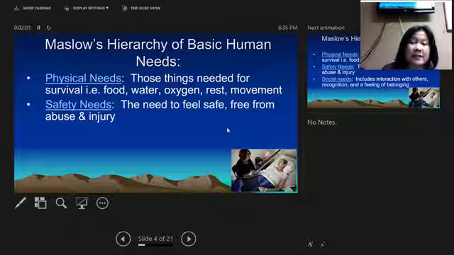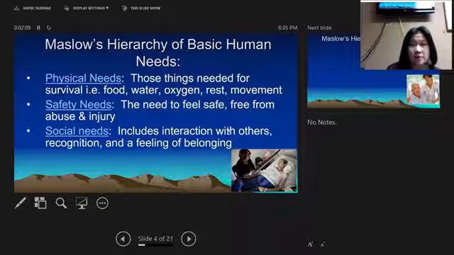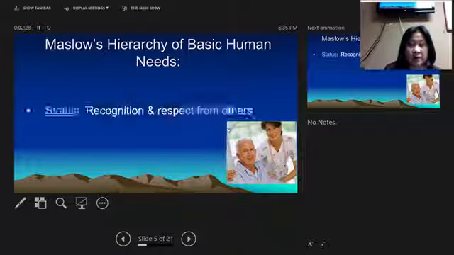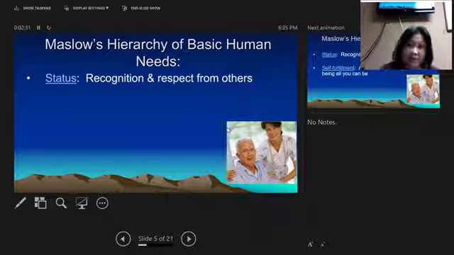The need to feel safe and free from injury and abuse is everybody's basic human need. We need to make sure that people aren't fearful of their environment, that they feel like they live in a safe and comfortable area. Social needs are important. People need social interaction, recognition, feeling of belonging. Some people are more social than others, but everybody has basic social needs. We're not living independently in our own little world all by ourselves.